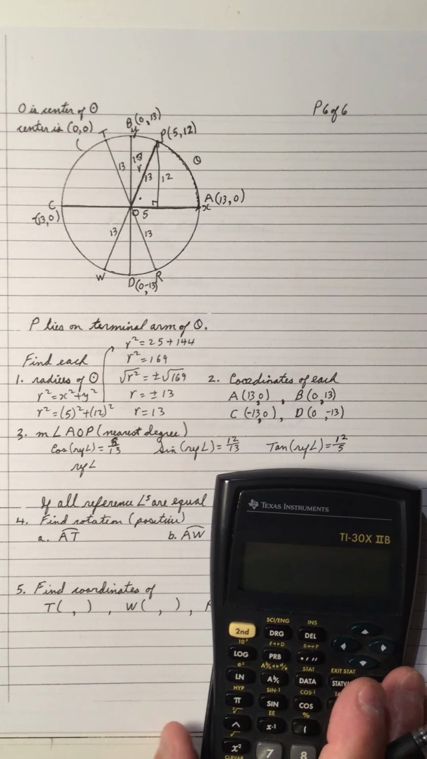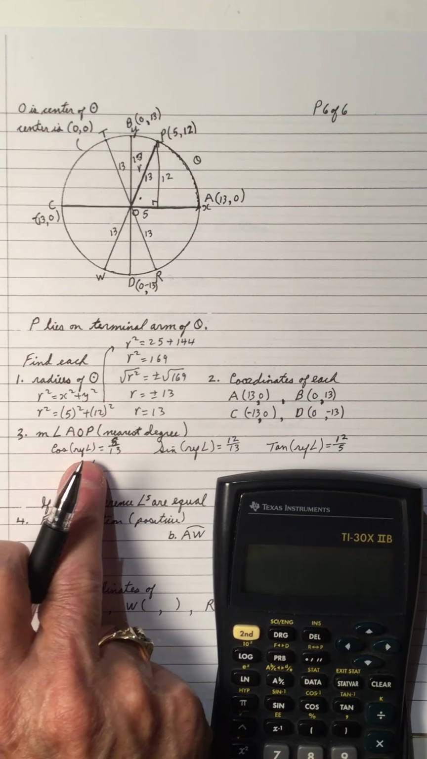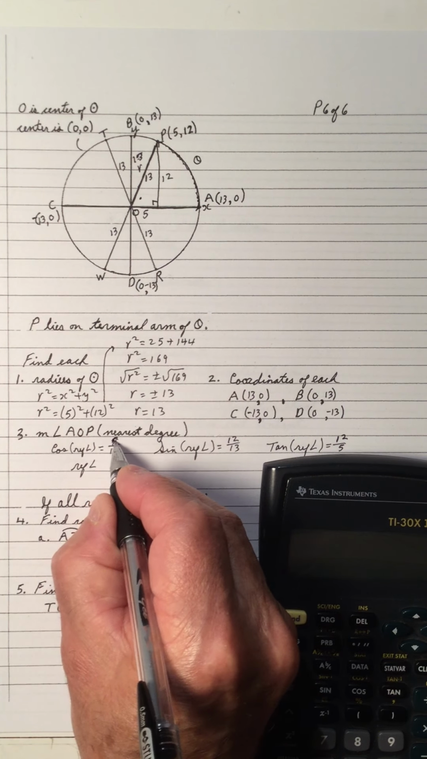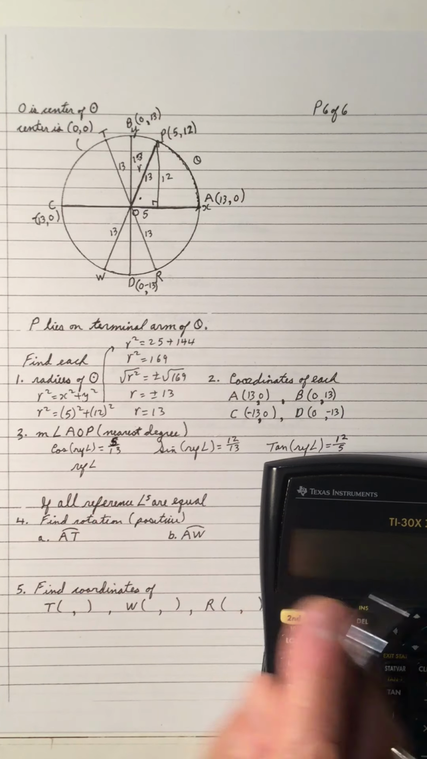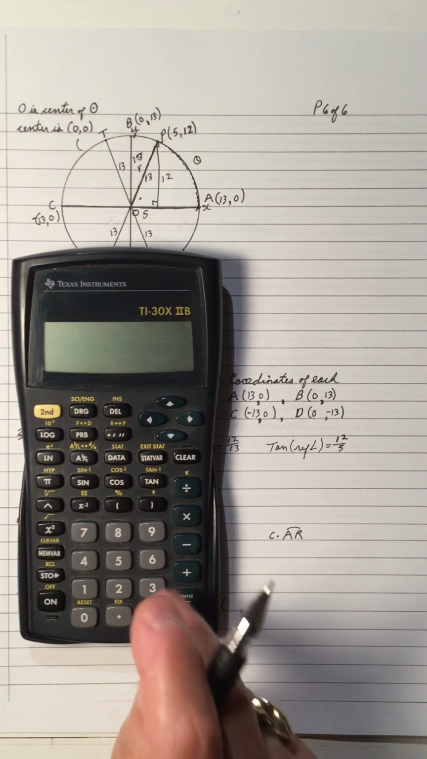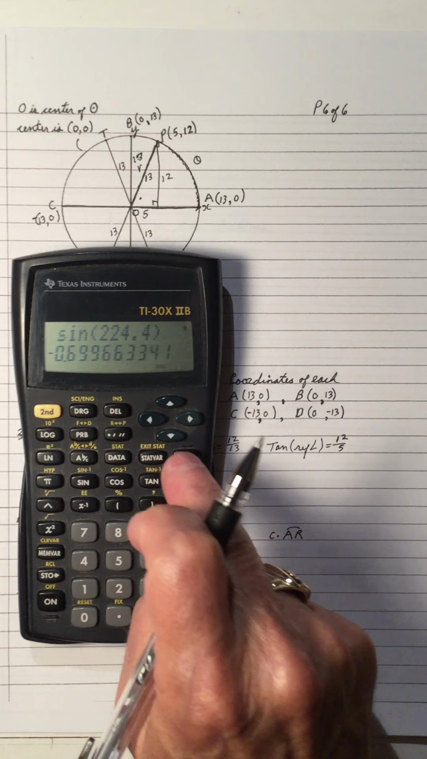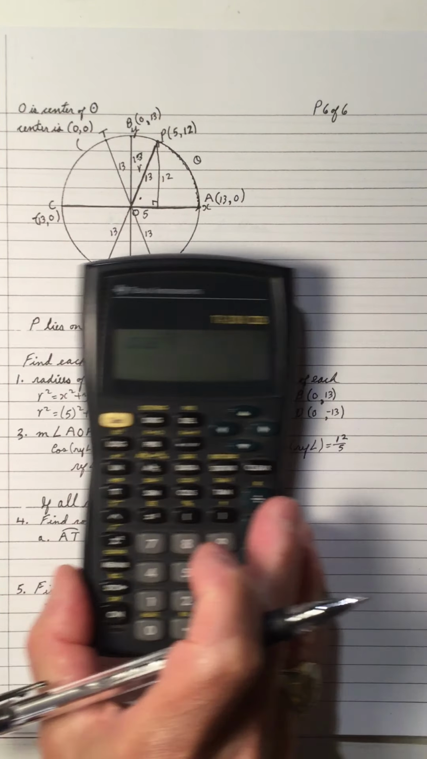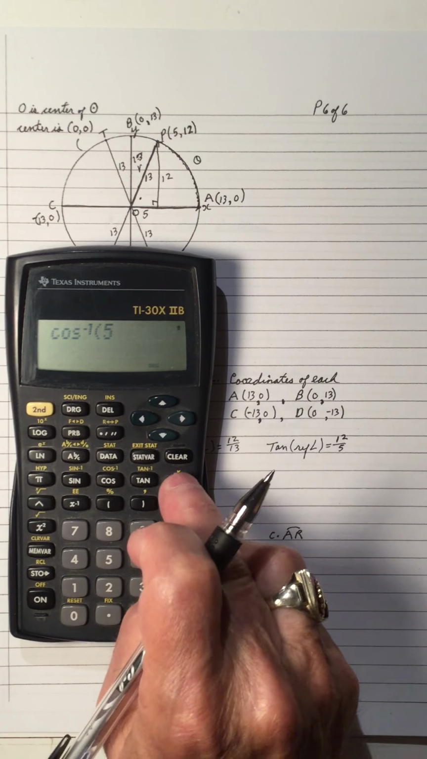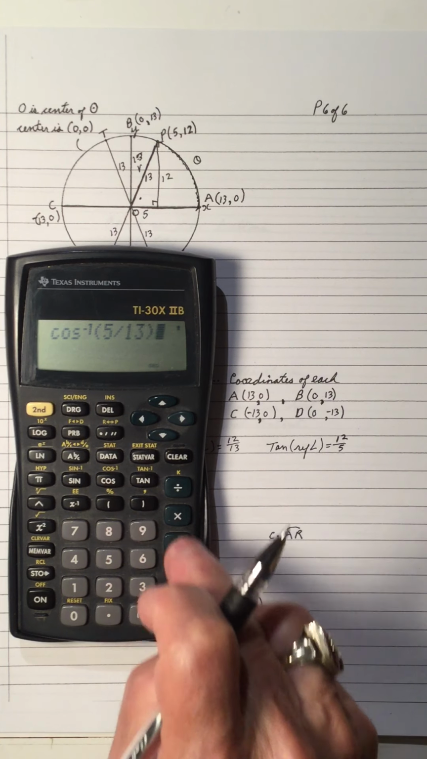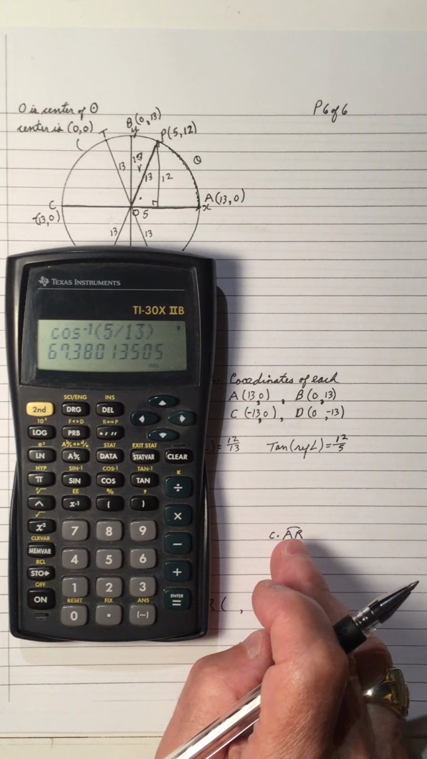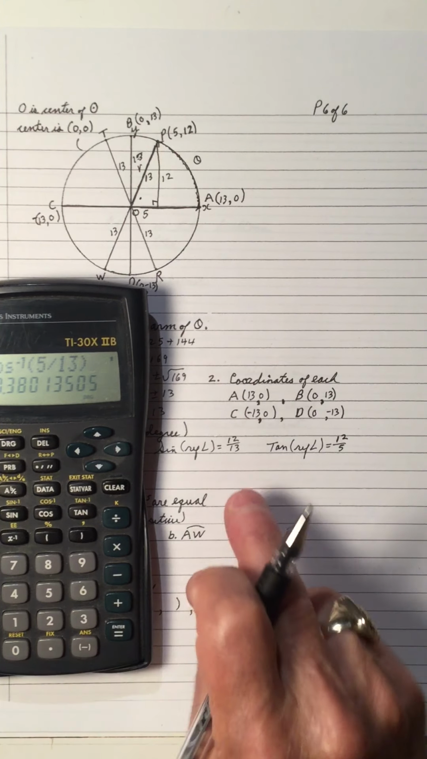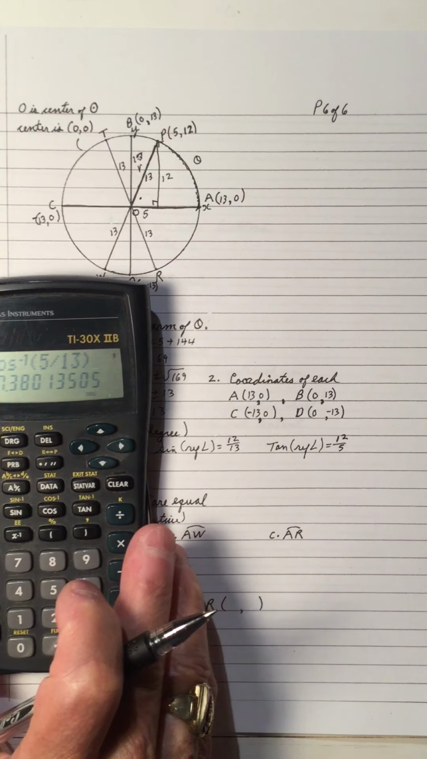So let's do inverse cos of 5 over 13. Let's see what we get. Turn our calculator on. Inverse cos of 5 division 13, and to the nearest degree, I get 67. So let's work that out for sine to see what happens.